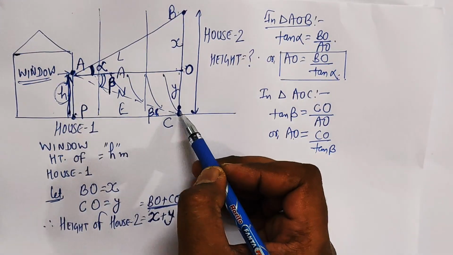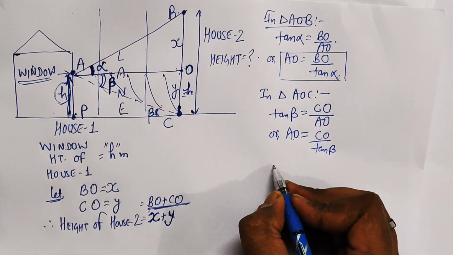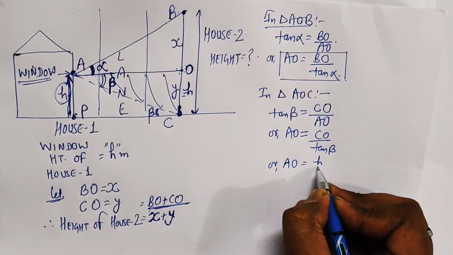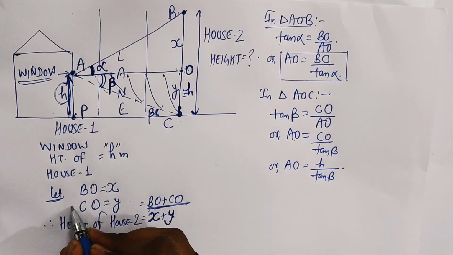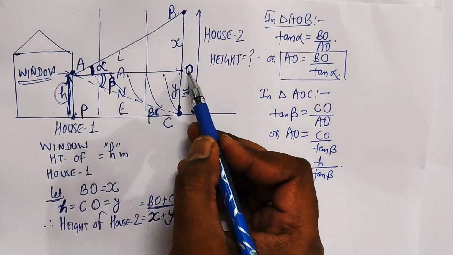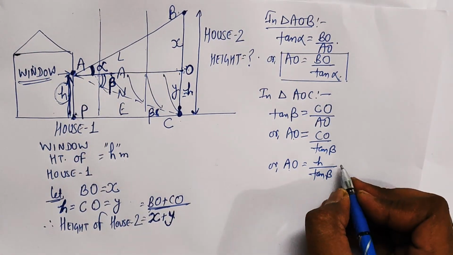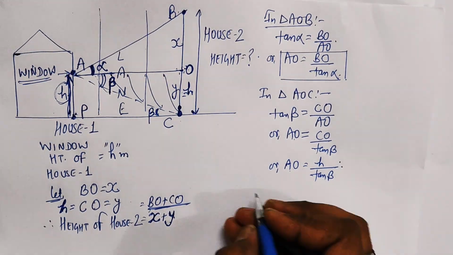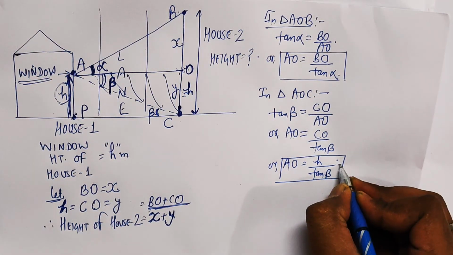Now, we have already identified AO, and this CO is already equal to h, which is equal to AP, you can see. So putting the value of CO as h, we can write AO as h by tan beta, right? As I already mentioned, CO is equal to h. Though we have assumed it as Y, its value is equal to h, right? So putting in the value, we get the value of AO as h by tan beta.